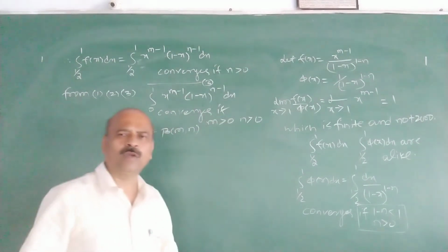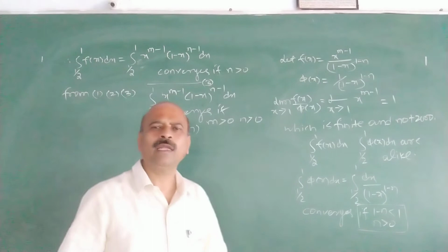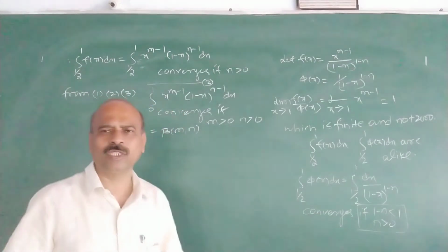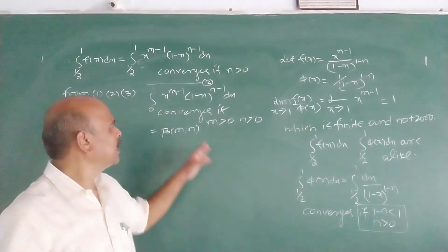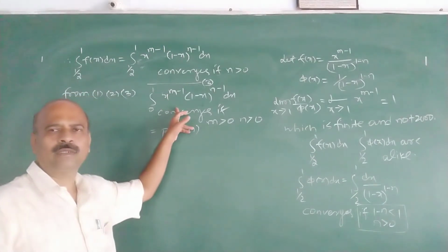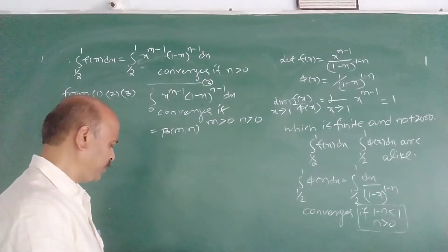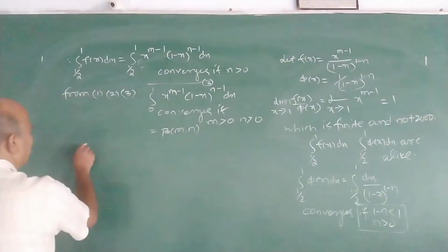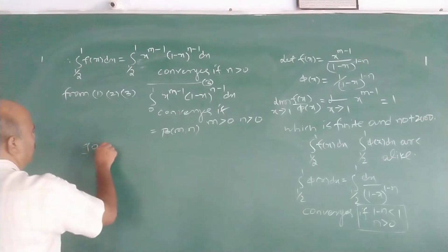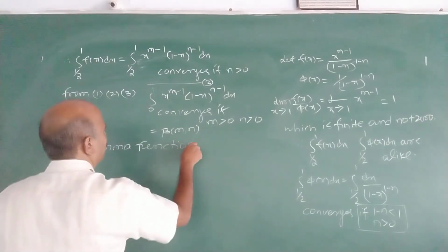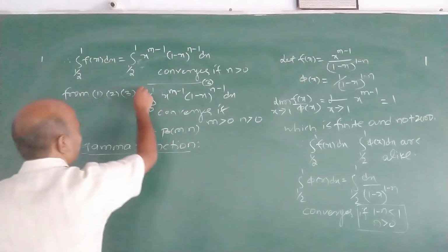Now, what is the expected question here? Define the beta function for 2 marks. Define the beta function, or discuss the convergence of this, for 5 marks. Now, second is the gamma function. The definition may be asked here.